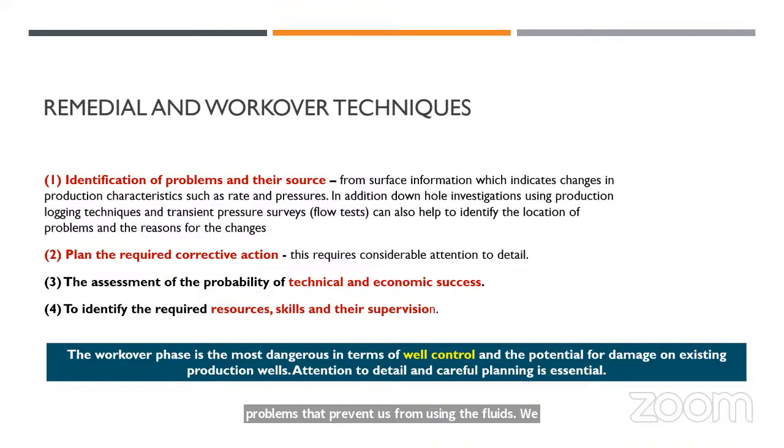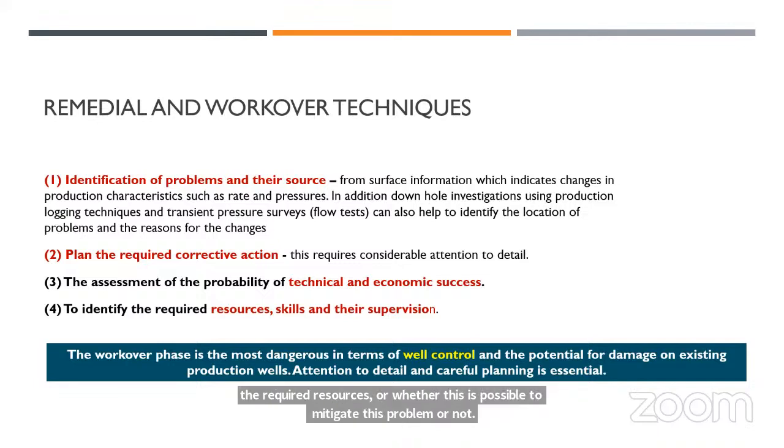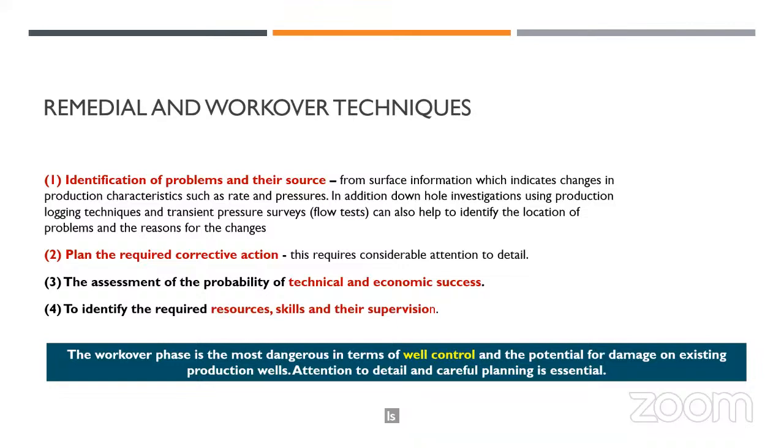So we need to plan this corrective action clearly: first identify the problem, identify the source of this problem, plan for the corrective action, assess the probability that this could succeed or not, and identify the required resources, or whether it is possible to mitigate this problem or not. So the workover phase is the remedial job that occurs for the well to help solve the associated production problems.